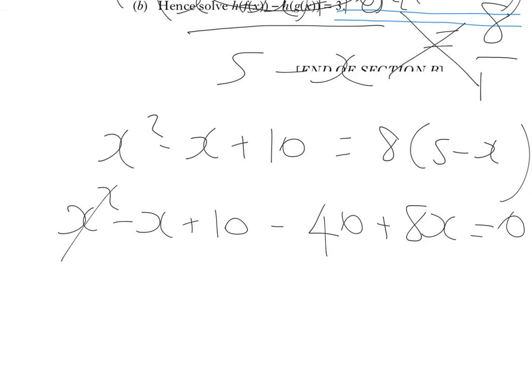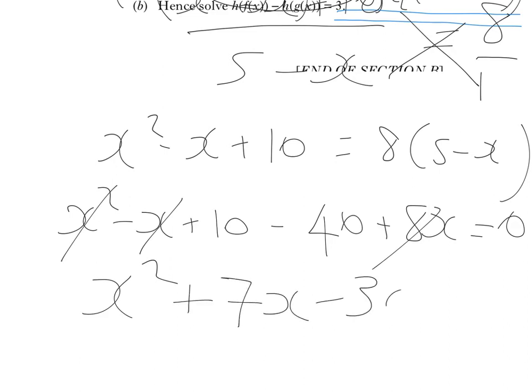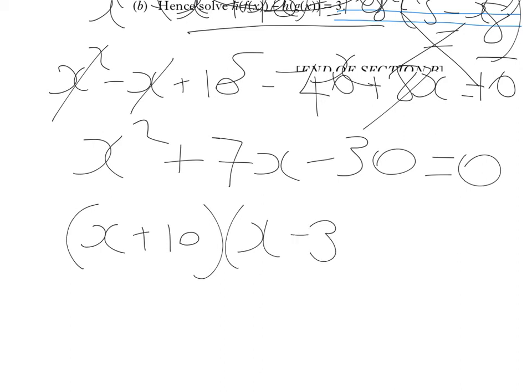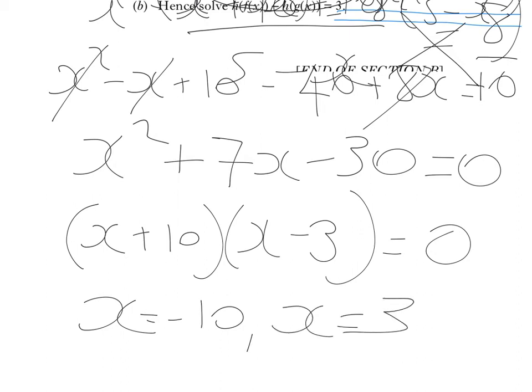I'm going to collect together like terms, so x squared minus x plus 8x is plus 7x, and plus 10 take away 40 is minus 30, and that's equal to 0. So I'm now looking to factorise: two numbers that multiply to give minus 30, add together to give 7, so it's going to be (x plus 10)(x minus 3) is equal to 0, which gives me x equals minus 10 and x equals 3.